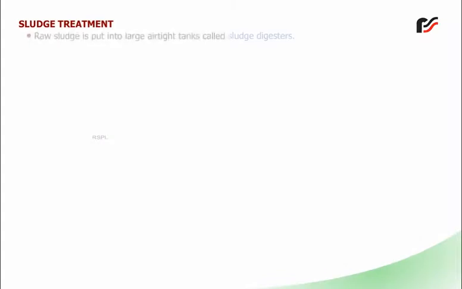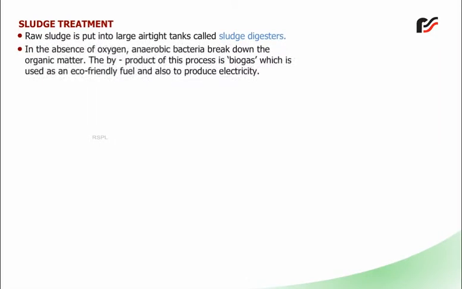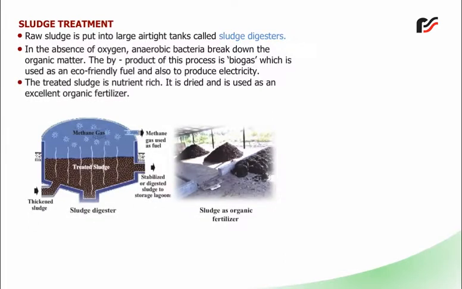Sludge treatment. Raw sludge is put into large airtight tanks called sludge digesters. In the absence of oxygen, anaerobic bacteria break down the organic matter. The byproduct of this process is biogas, which is used as an eco-friendly fuel and also to produce electricity. The treated sludge is nutrient-rich. It is dried and is used as an excellent organic fertilizer.